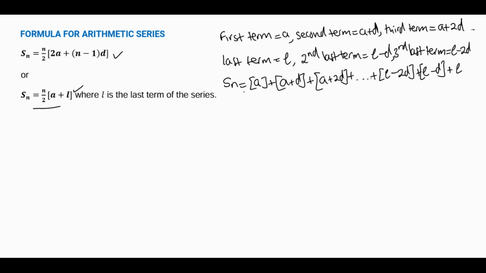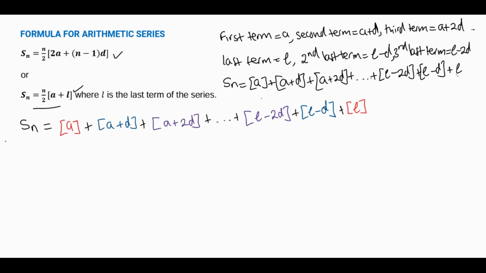So we'll do almost the same thing like we did with the previous method. We're going to add two Sn's. The first Sn is going to be the first term up to the last term, and then the second Sn will be the other way around, where we start with the last term till the first term. Okay, let me just show you that. And then we add the second Sn.